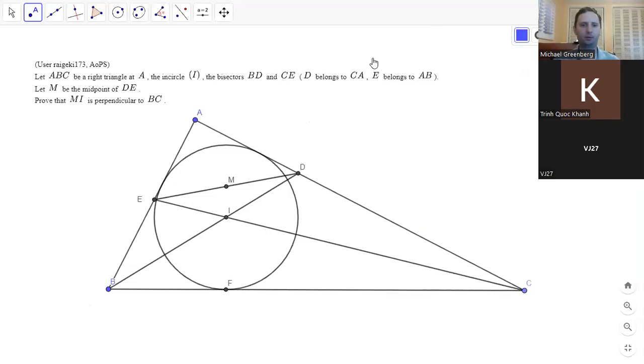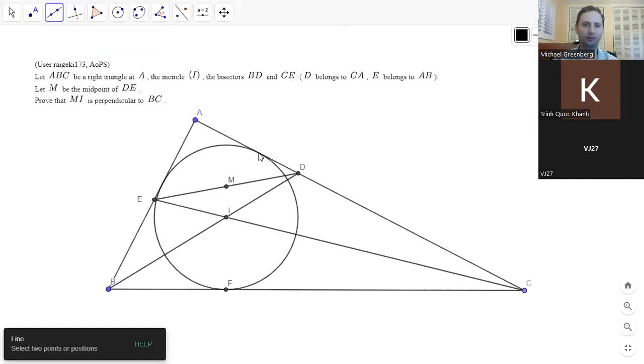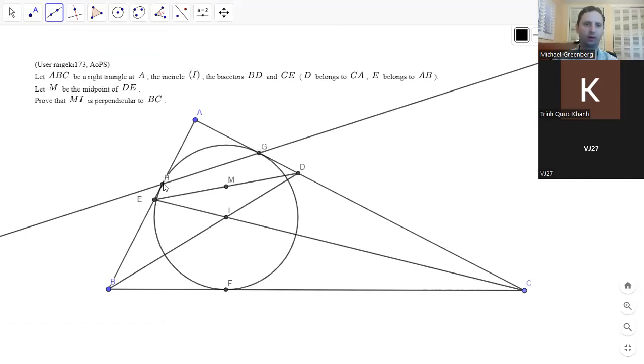But maybe we can somehow use projective geometry. So basically, we want to show that M projects to F. I think you're trying to use projective geometry, right? It's the same as showing that the cross ratio is 1, right? Basically, if we draw the parallel through I to DE and let it intersect BC, then you want to show that the cross ratio is 1. So here's another way to think about it. We can draw this line because we know that this cross ratio is 1, right?